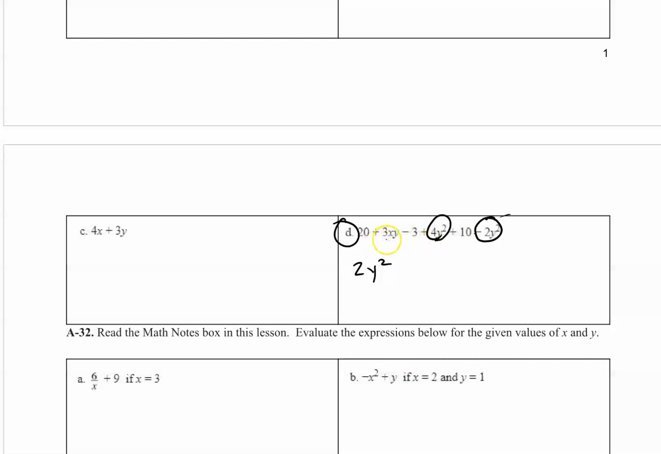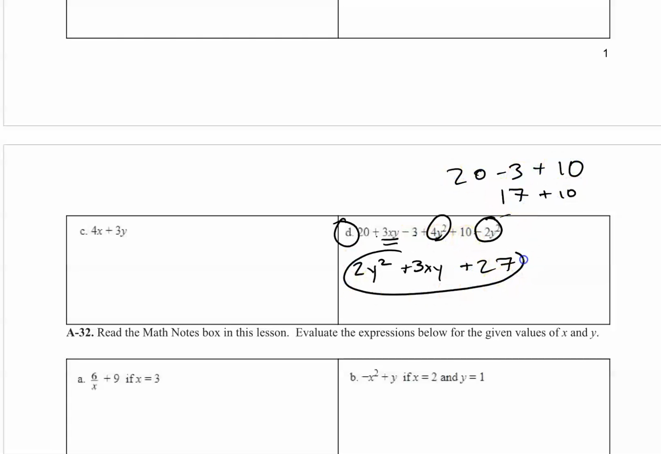And then we have just a single xy term. So I'll rewrite that. It's positive, so that's plus. Then we have 20, subtract 3, add 10. So 20, subtract 3, add 10. That's going to be 17 plus 10, so that's going to be plus 27 down here.